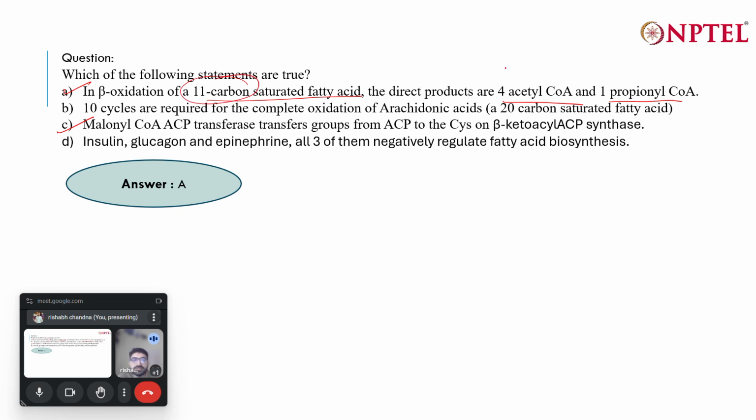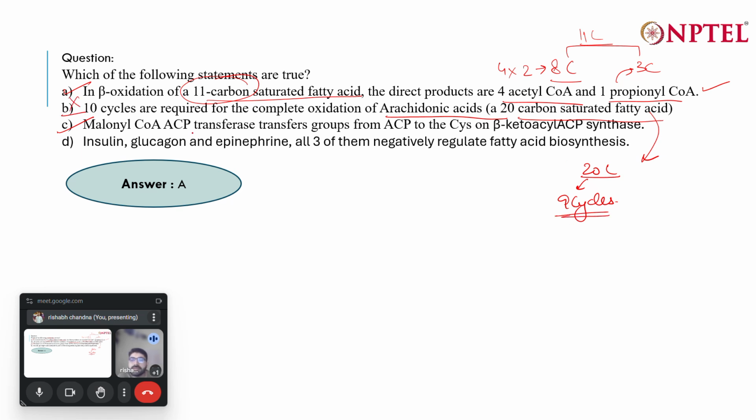Acetyl coenzyme A has 2 carbons, so this will be 8 carbons, and propionyl coenzyme A has 3 carbons, so this totals 11 carbons. So yes, this is correct. Then we have: 10 cycles are required for the complete oxidation of arachidonic acid, a 20 carbon saturated fatty acid. For a 20 carbon fatty acid, it would require 9 cycles. Okay, so this is false.